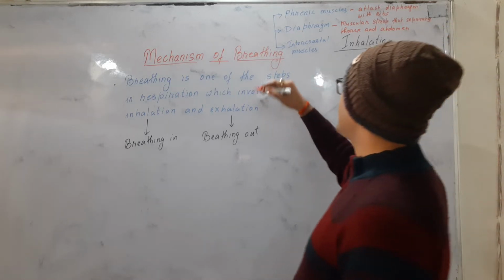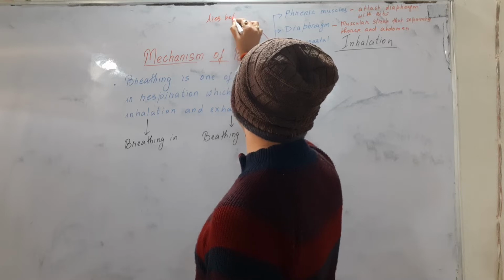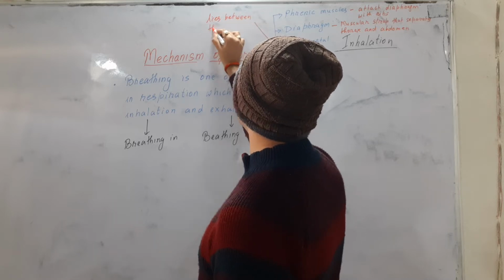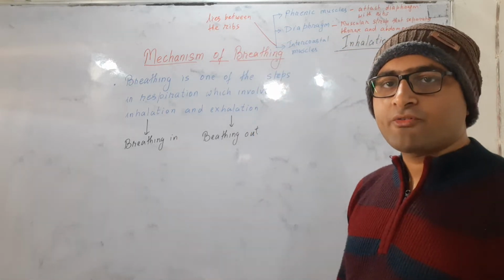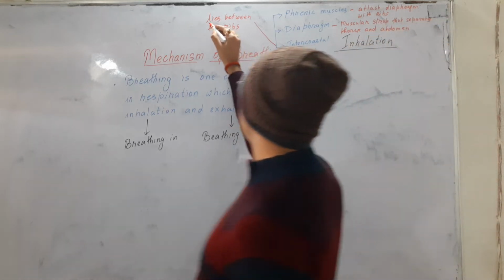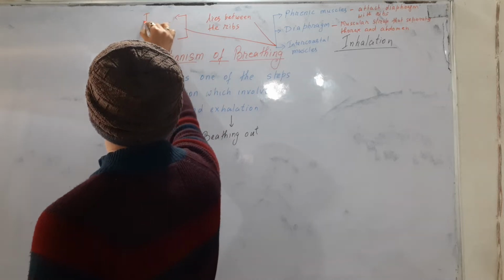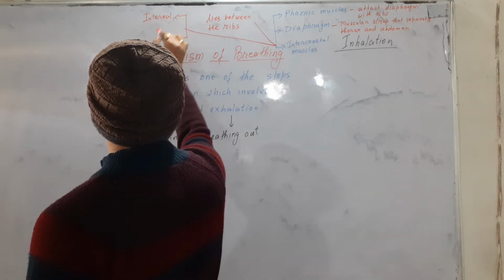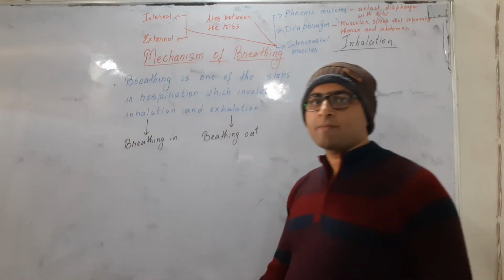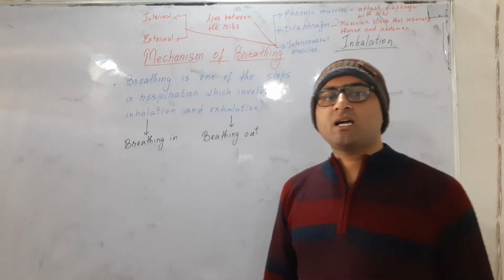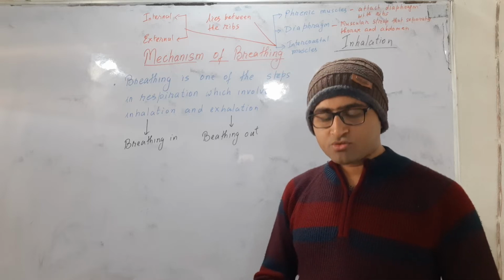Talking about intercostal muscles, these lie between the ribs. Now they are also of two types. When you talk about the intercostal muscles, they are of two types: internal intercostal muscles and external intercostal muscles.